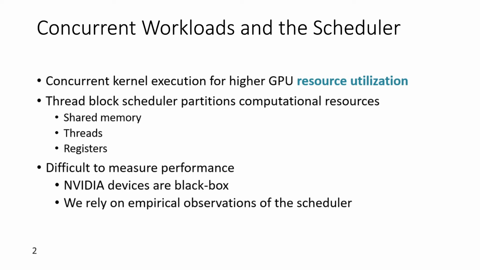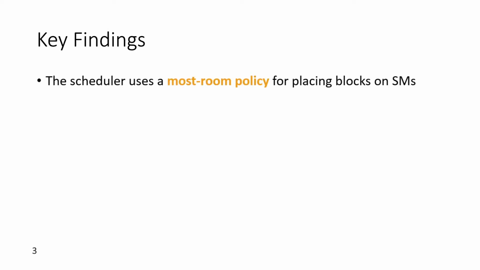To do so, we used empirical observations of real hardware and inferred the policies of the thread block scheduler on the Pascal, Volta, and Turing GPU microarchitectures. As an overview of our findings, we saw that even though most literature assumes that the scheduler uses a simple round-robin policy, it actually chooses where to assign a thread block based on the local resource availability of the streaming multiprocessors. We call this the most room policy.